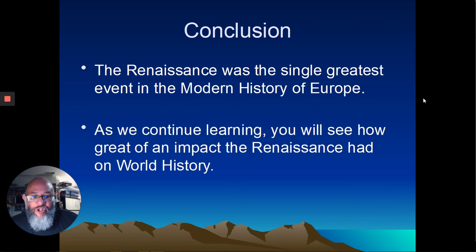As we continue learning, you will see how great of an impact the Renaissance had on world history. We're going to develop these ideas. We're going to really focus on these ways of thinking, and we're going to inquire. We're going to answer big questions about why and who, and how did this affect you individually. All these things are going to be answered.